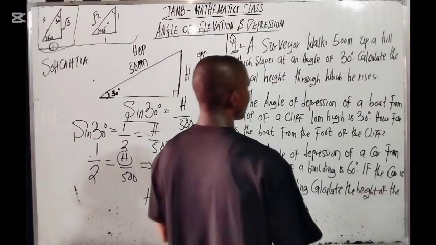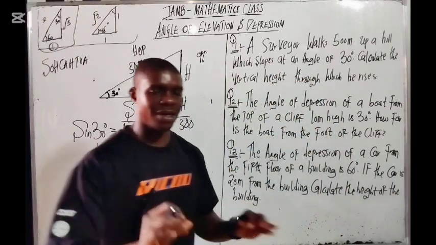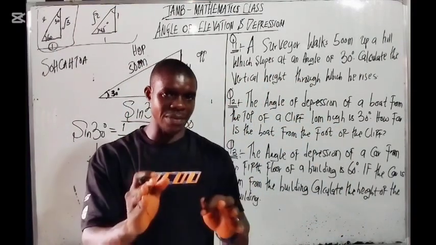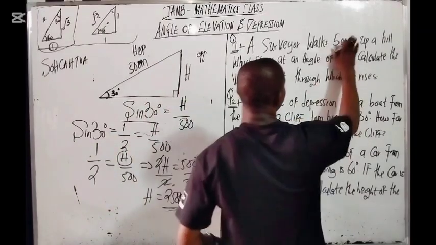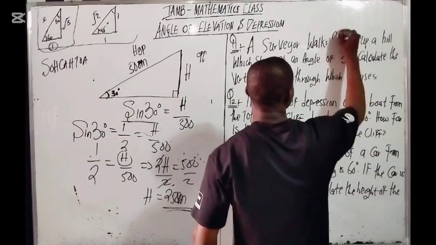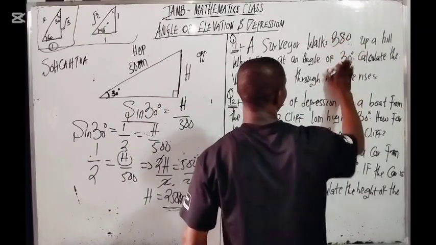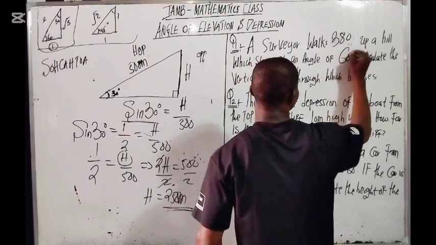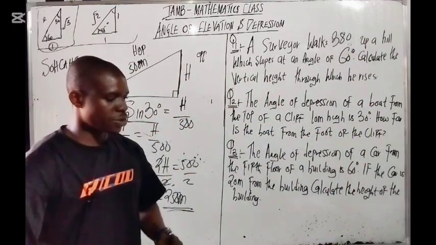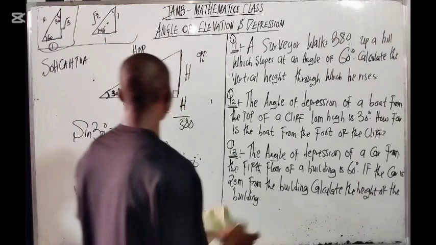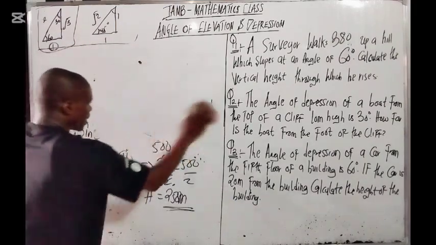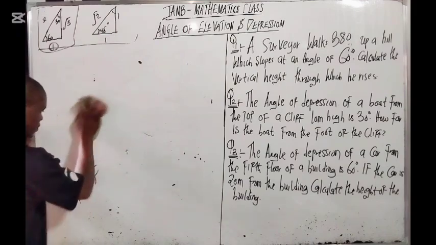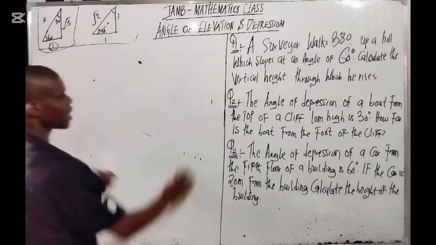Now I'm going to change the values here so I can solve the same question using different values. Let us say here we have 380, and here we have an angle of 60 degrees. How are you going to solve it? Please solve it here. Drop your answer in the comment section. Very important. Solve it and drop your answer in the comment section. That is the first question.